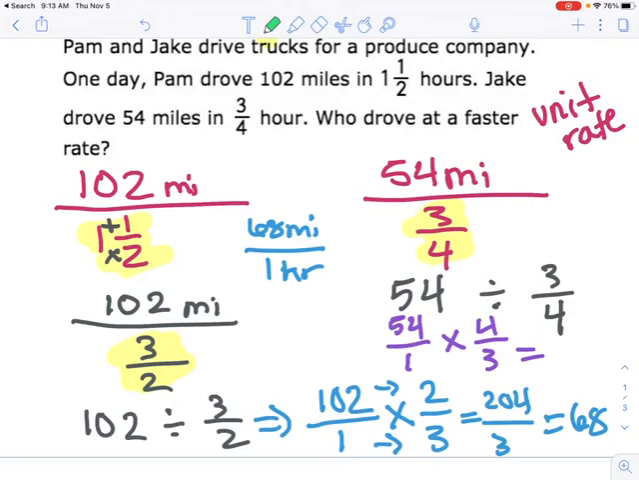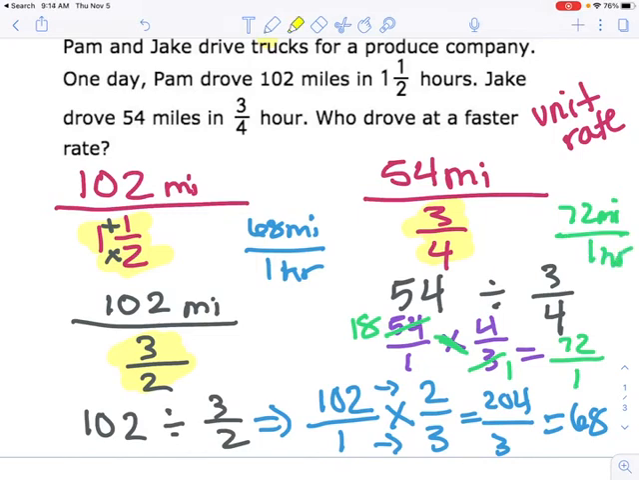So we look across. 1 and 4 we can't do anything with, but 3 and 54 we can. We can divide both of these numbers by 3. So 3 divided by 3 is 1, and 54 divided by 3 is 18. So now I have 18 times 4, which is 72 over 1. So what this is saying is that Jake is driving 72 miles in 1 hour.